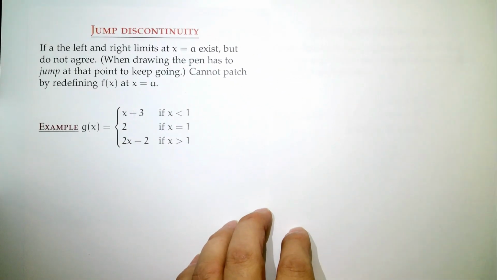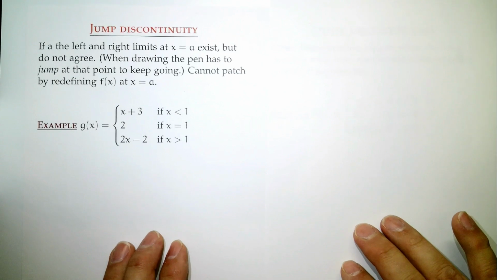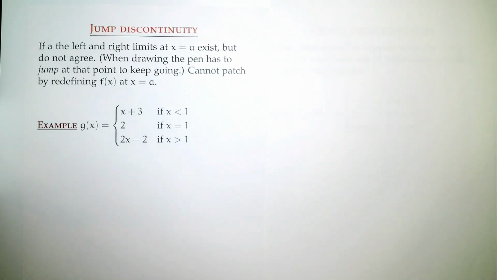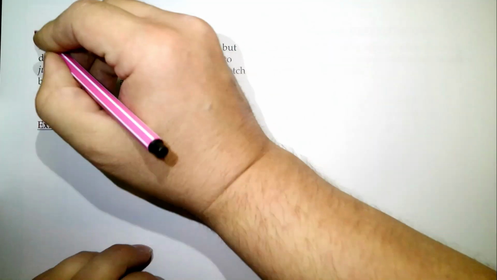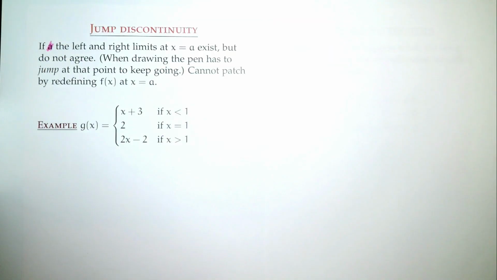And it says, suppose, oh, there's a typo here. I should have fixed that. Ignore that A. So if the left and right limits at x equals a exist, but aren't the same, then it's called the jump discontinuity. And where does the name come from?